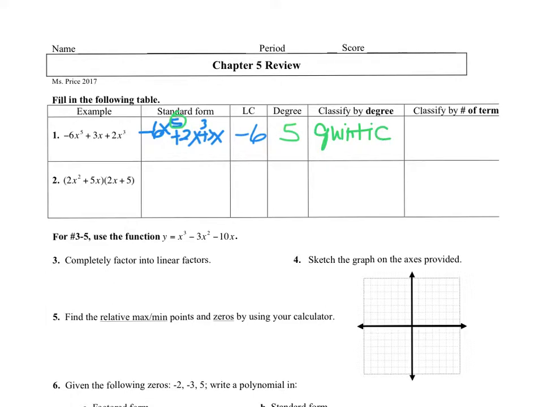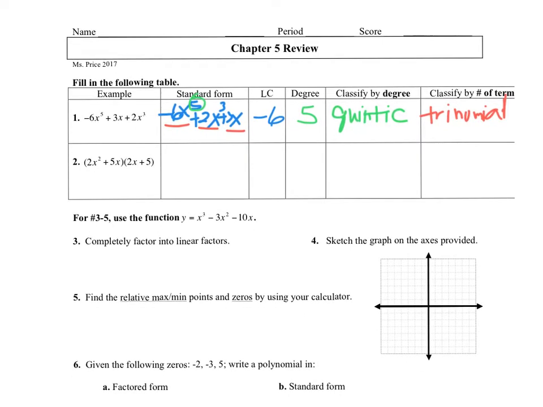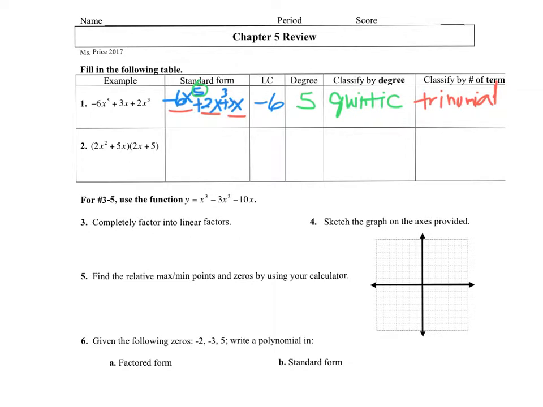And then finally, how many terms does it have? It has 3 terms. And so we say that it is a trinomial. Like Triceratops, which has 3 horns. Or a tricycle, which has 3 wheels. Triangle. Tripod. Triplets, yes, nice.